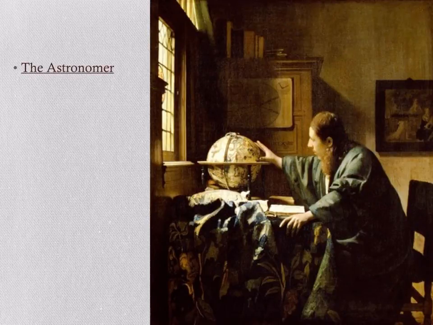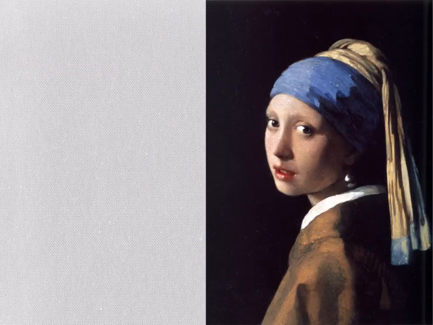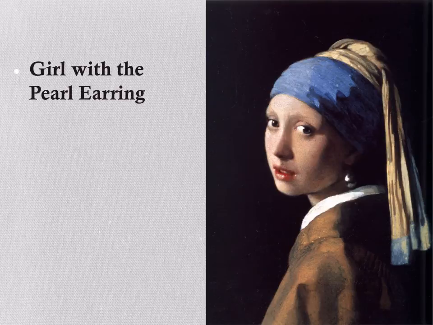The flip side of this, the astronomer, right? The man who looks into the heavens, and he also, in a very, very similar room, has the tools and the light and the sense of it all. They're quite wonderful. But of course, the painting of Vermeer's which is most famous, which you have all probably heard of, is this. This is the Girl with the Pearl Earring.